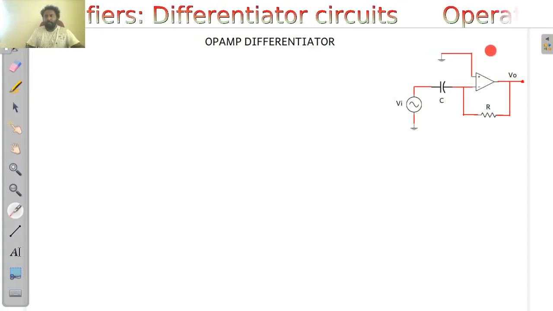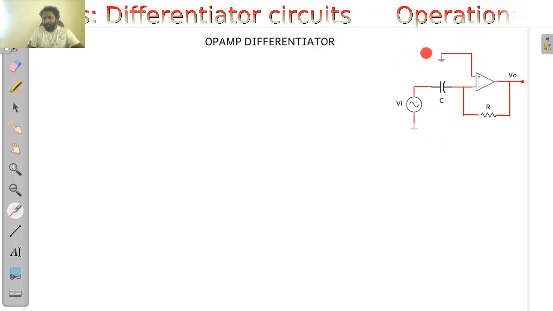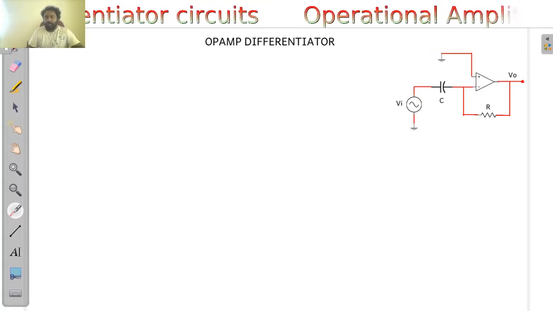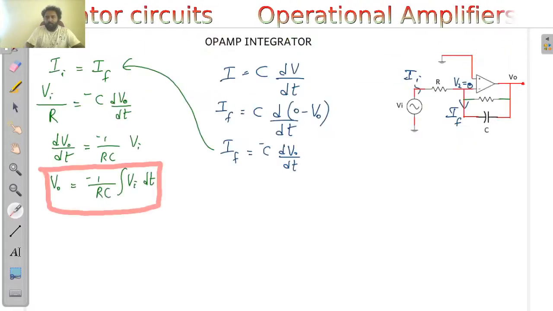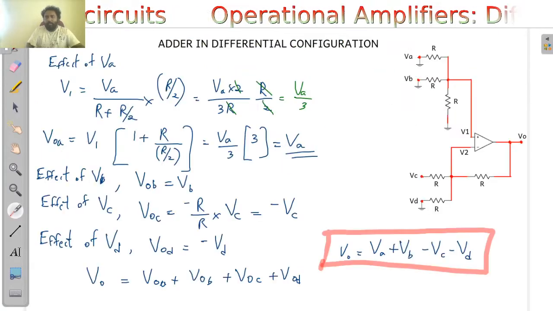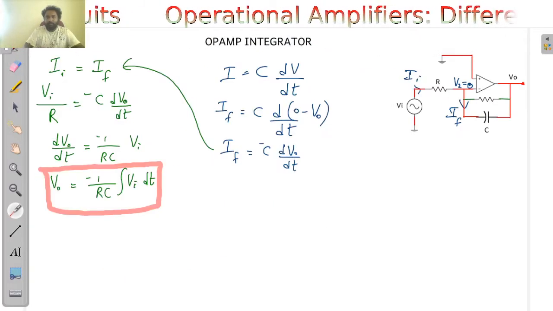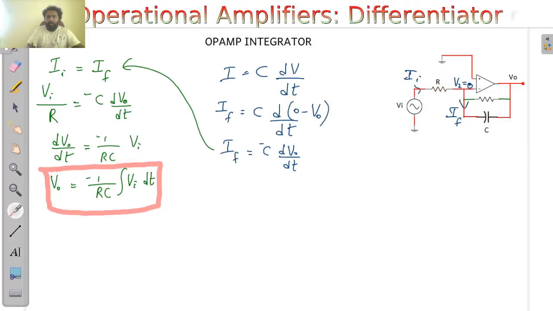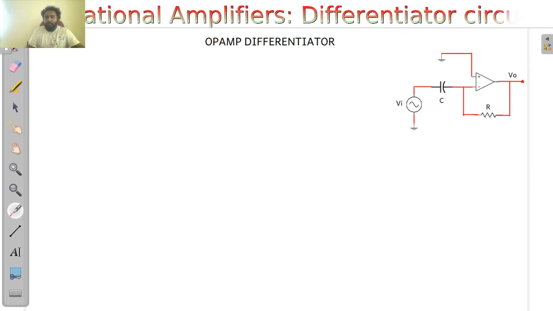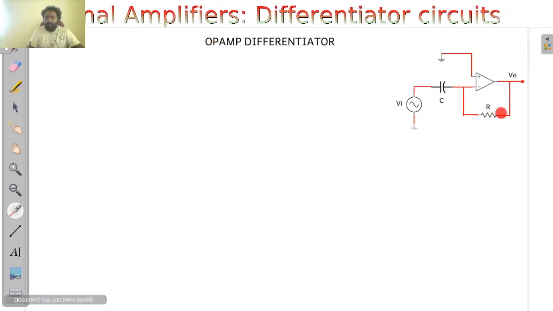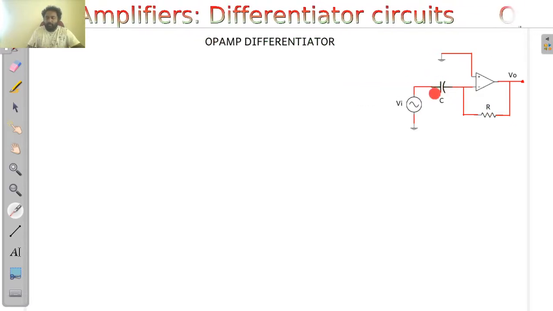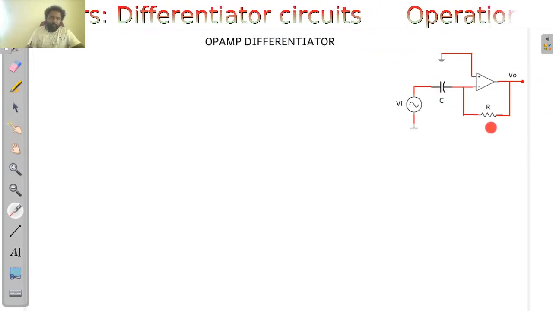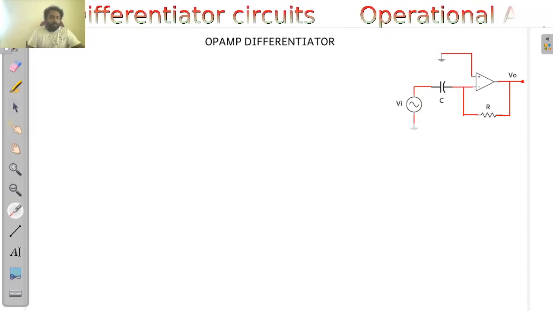Now this is the circuit that I am referring to. This circuit is called an op-amp differentiator, where you can see that in the previous case you had the capacitor here and the resistance here, but in this case you have the resistance in the feedback path and the capacitor at the input side. So this will perform the operation of differentiation. Let us see by applying the virtual ground condition and all.